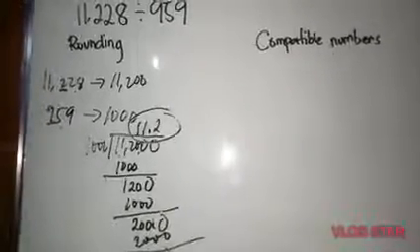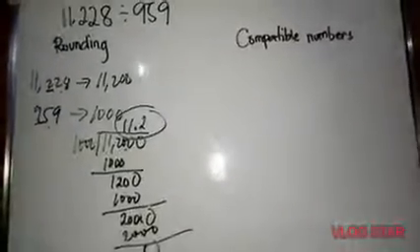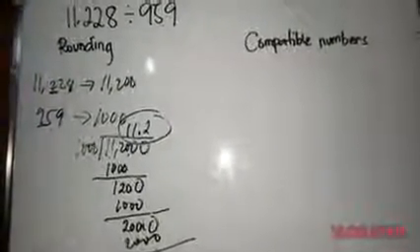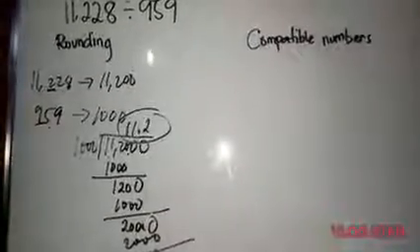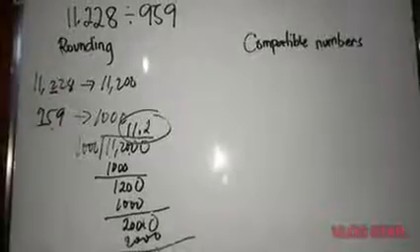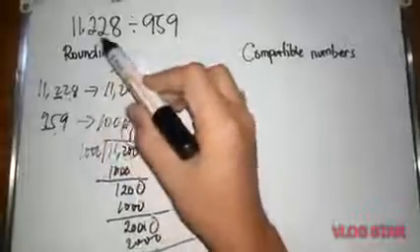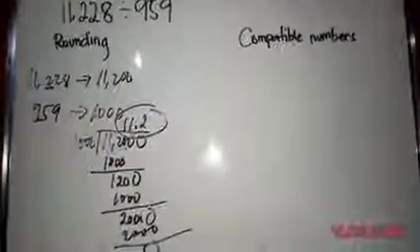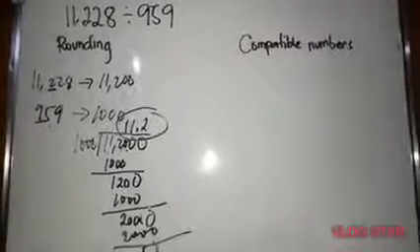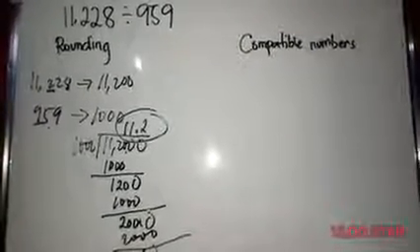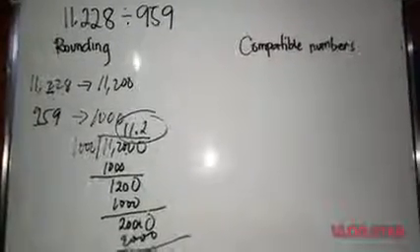Next, let's proceed to compatible numbers. In compatible numbers, we will just change the dividend and the divisor to multiples of 10. That is what we call compatible numbers. So how can we make it a multiple of 10 so that we can easily divide?